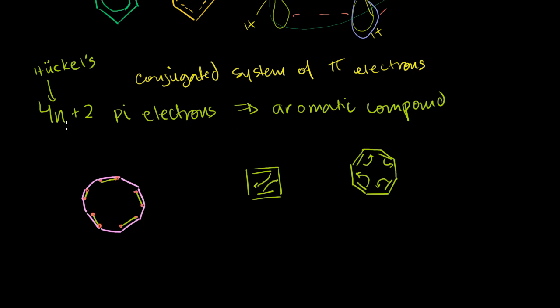So actually, these right here that don't follow the 4n plus 2, where 4n plus 2 means 6, 10, 14 pi electrons, which usually means 14 carbons or 10 carbons or 6 carbons. The ones that don't follow it but are still cyclical and still have these alternating bonds are called anti-aromatic, and are actually very unstable. These are very, very unstable and are more likely to break into a non-cycle. Anyway, hopefully you found that vaguely useful.